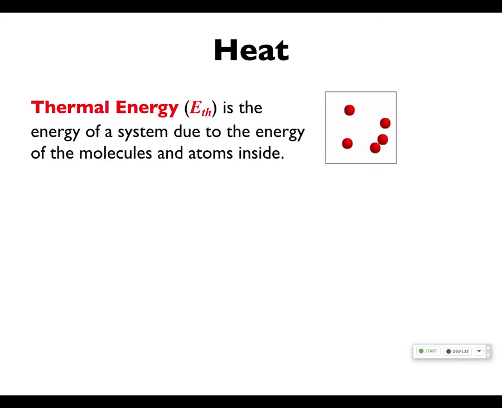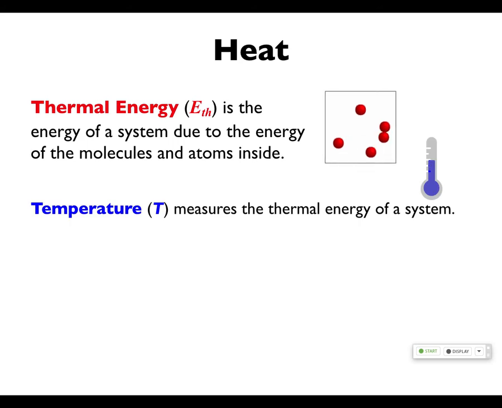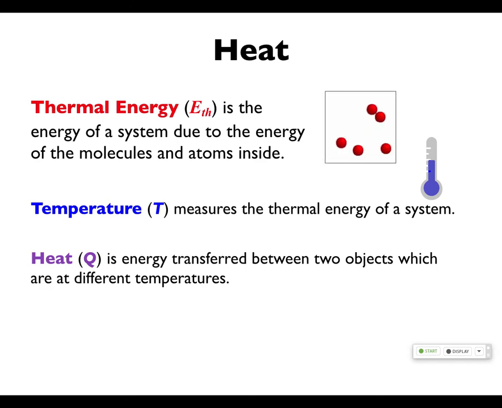So remember, here are some definitions. Thermal energy is the energy of a system due to the energy of the molecules and atoms inside. So if the molecules and atoms are moving around or jiggling or whatever, that's your thermal energy. Temperature measures the thermal energy. So there's some relationship between temperature and thermal energy. Heat is energy transferred between two objects which are at different temperatures. So if you touch the table, there's a heat transfer, and that's Q.